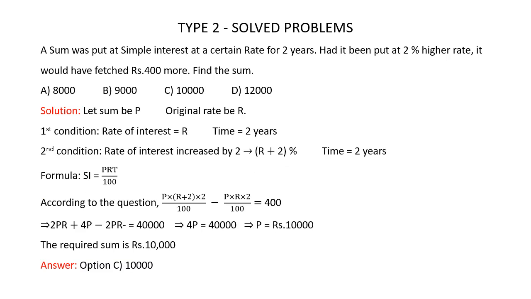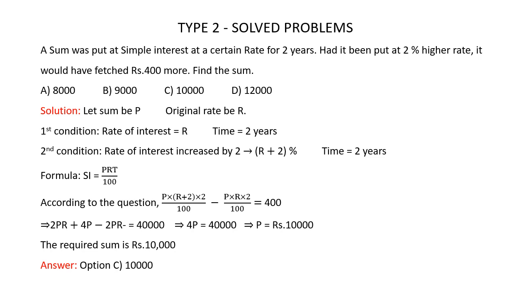Let's solve a few problems of type 2 where an increase or decrease in the rate of interest is given in the question. A sum was put at simple interest at a certain rate for 2 years. Had it been put at 2% higher rate, it would have fetched rupees 400 more. Find the sum. Here you are given 4 options and you have to find out which of these options is the correct one.